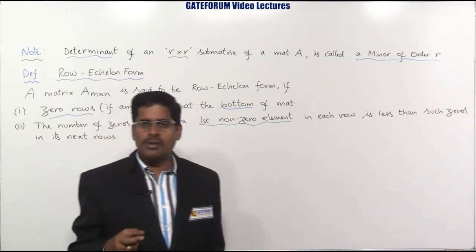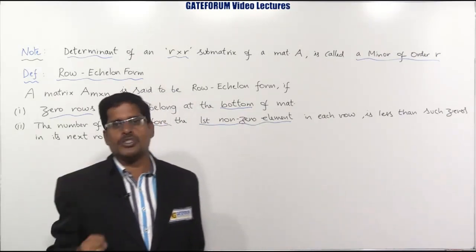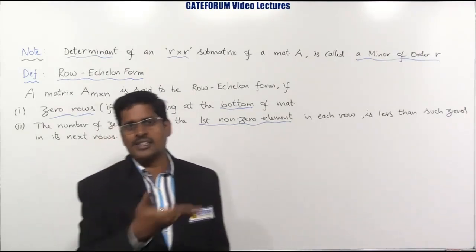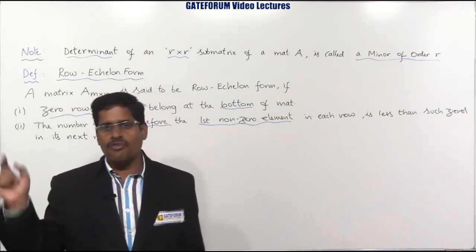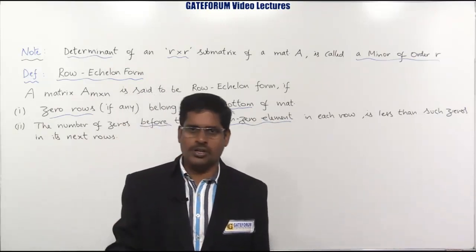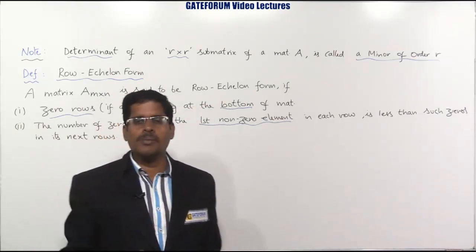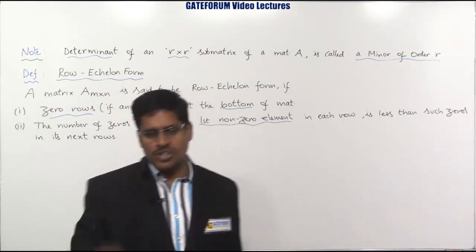Okay, for example, in a given matrix, the first element is 0, the next element is 2. So 2 is the first non-zero element. Let us take the second row, 1, 2, 3, 4. So 1 is the first non-zero element in the second row. Let us take a third row, 0, 0, 0, 1. So the first 3 elements are 0, and the last fourth element is the first non-zero element.